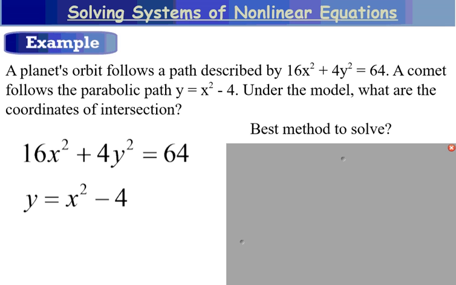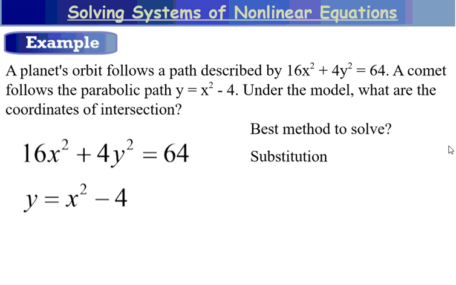So, example: a planet's orbit follows a path described by the following. If you don't know, we'll talk about it in a later section, this actually makes an ellipse. A comet's path can follow a parabola. It comes close and then it gets shot back outward. And the path of that parabola could be modeled by y equals x squared minus 4. Under the model, what are the coordinates of intersection? When would the two cross? So the first equation, 16x squared plus 4y squared equals 64. The second equation, y equals x squared minus 4.